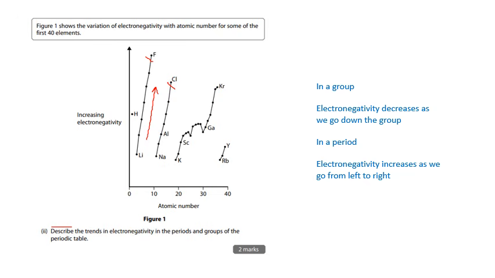So in a group, electronegativity decreases as we go down the group. In a period, from left to right, electronegativity increases as we go left to right. It's not asking us to explain why, it just says describe.